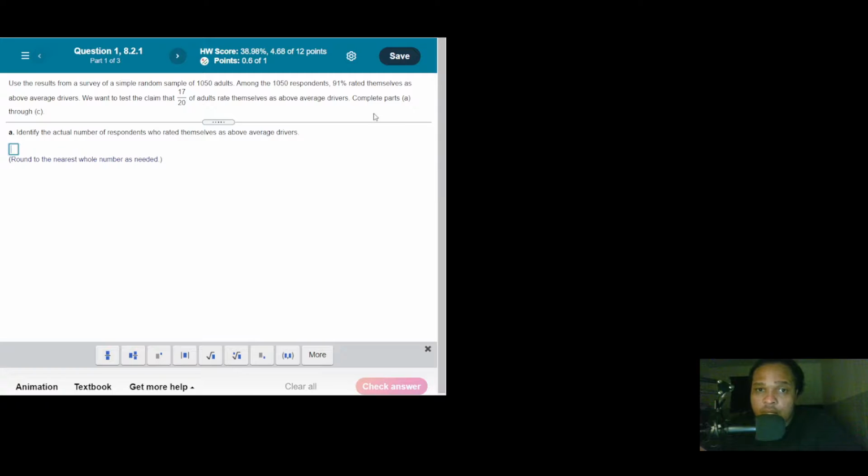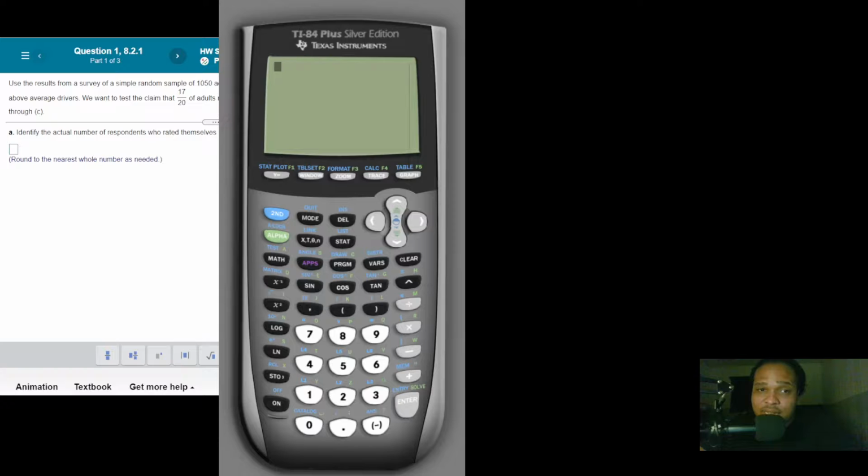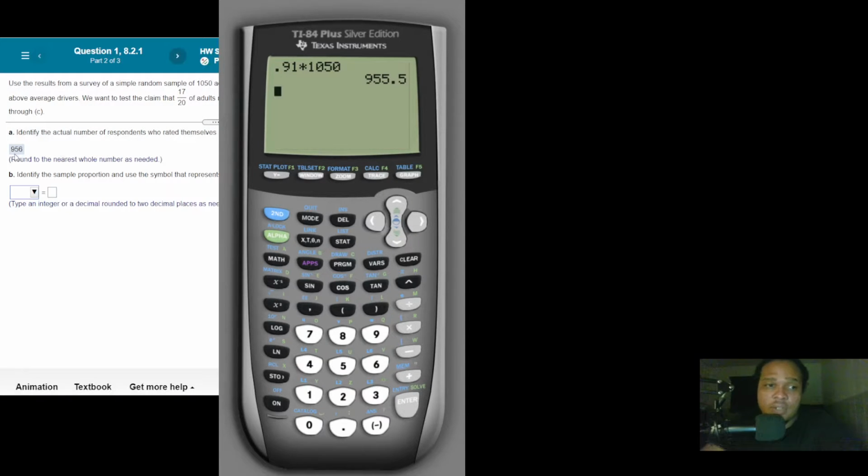Okay, so that's the 91%. So we basically want to figure out what is 91% of the 1050. To figure out the percentage of a number, you take that percentage in the decimal form. So that's going to be 0.91. And you're going to multiply by the number you're looking at, the sample size. So hit enter, we get 955.5. Let's go ahead and round that up to 956. And let's see, 956, that should be our answer. And it is, well done.